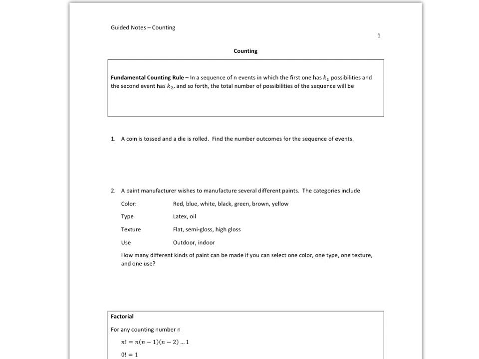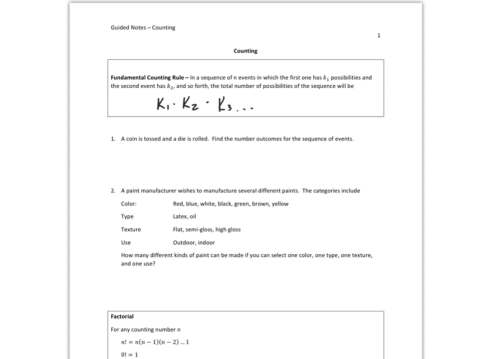Fundamental counting rule. In a sequence of n events in which the first one has k1 possibilities and the second event has k2 possibilities and so forth, the total number of possibilities of the sequence will be, you multiply how many possibilities for each one together.